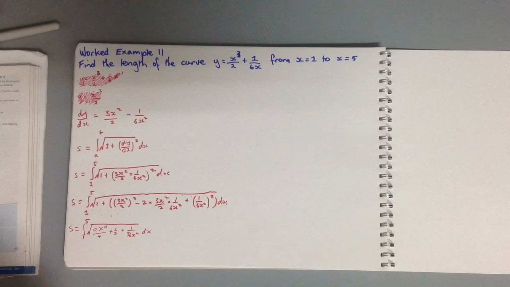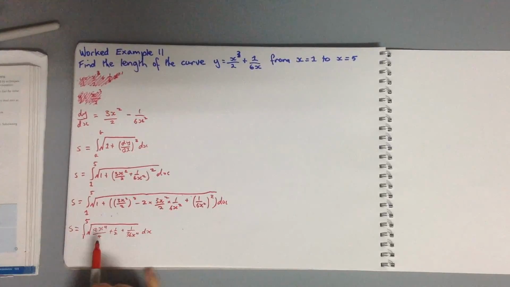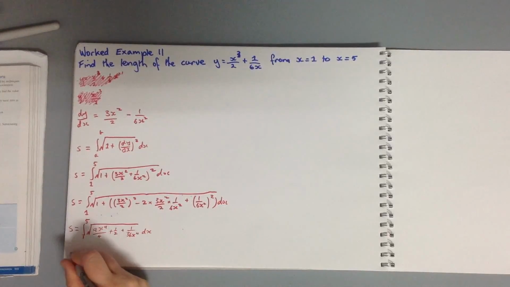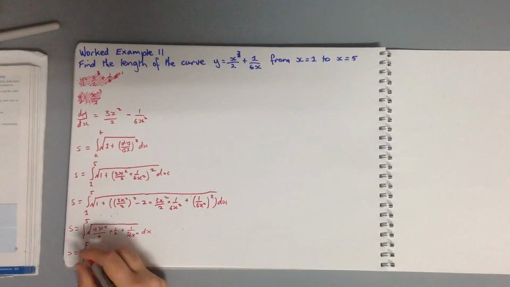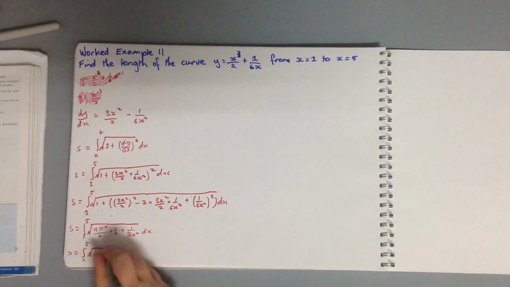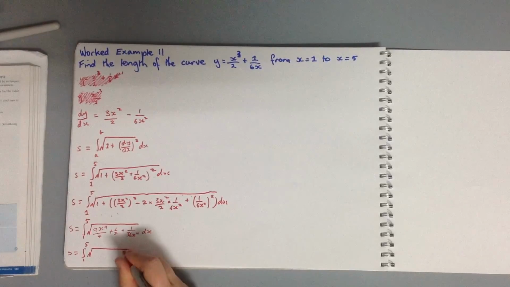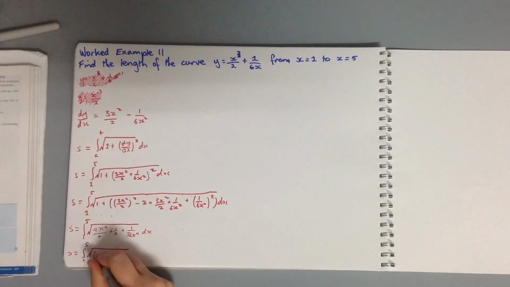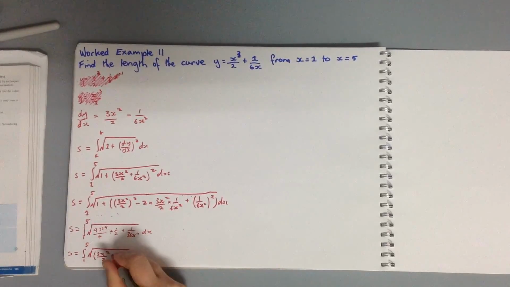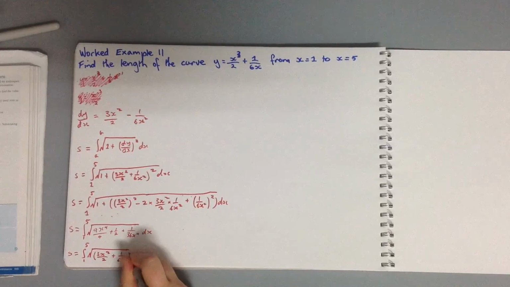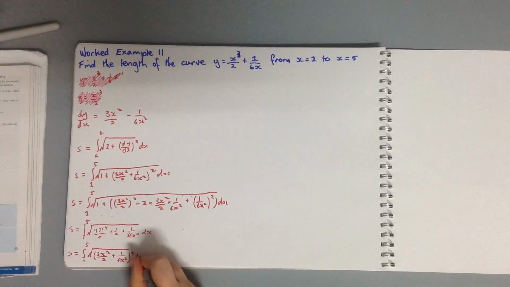Okay. This is actually a perfect square. This part is. Okay, admittedly, good luck spotting that most of the time. That would probably be a pretty tricky one to realise was a perfect square. But it is. It's actually 3x squared on 2 plus 1 on 6x squared, squared, dx.